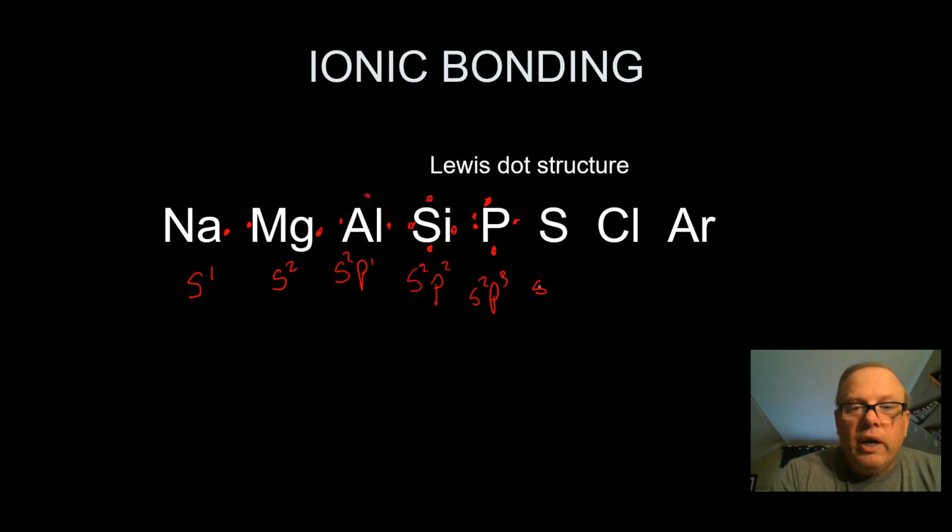Sulfur is going to be S2P4. It's going to have 6 valence electrons. So 1, 2, 3, 4, and then 5, and then 6. Chlorine will be up to 7. And then noble gases, as you would have surmised, have 8. And that'll probably be the last time we mention noble gases because they don't need to gain or lose any electrons to become stable. Okay, this is how you do Lewis dot structures. It just corresponds to where they are in the S and P blocks of the periodic table, how many dots you're going to put with them. Refer back to this because this is how we're going to go.